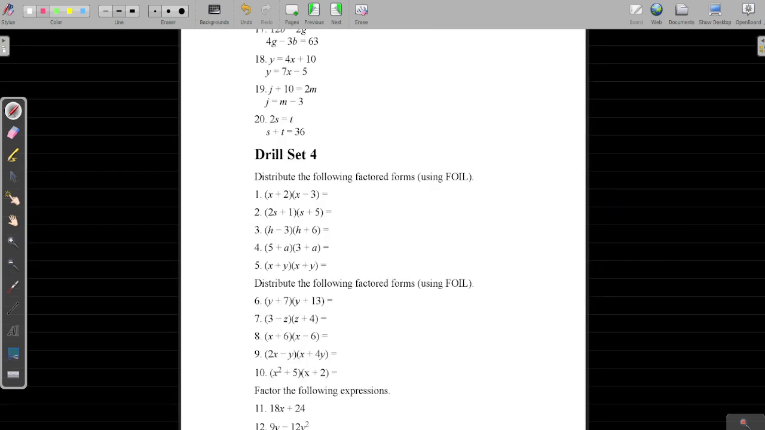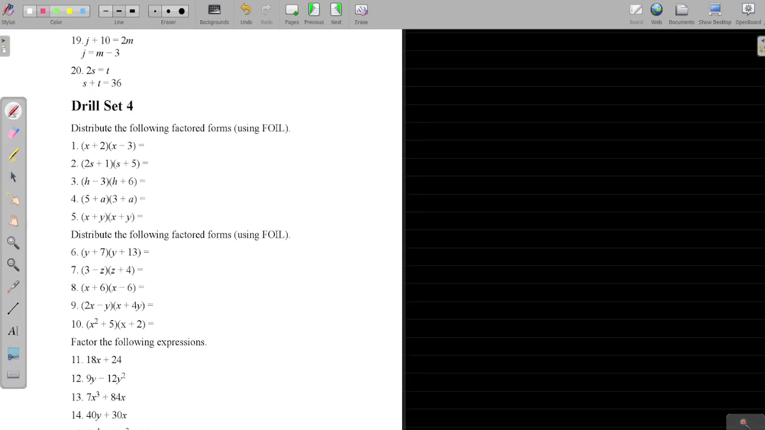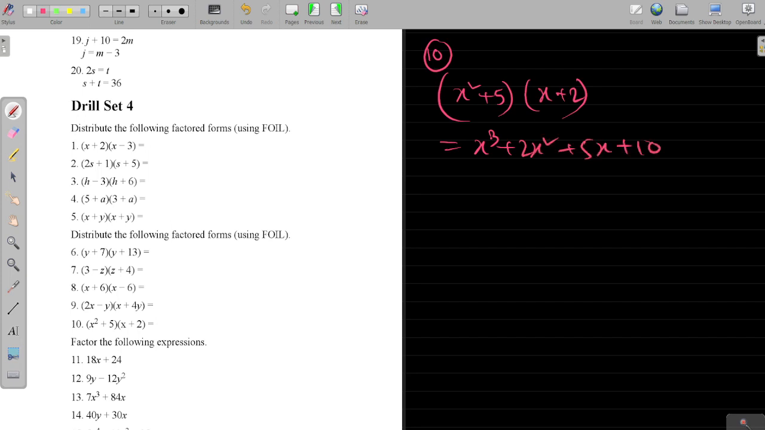Now lastly I am going to solve number 10. This will be x square plus 5 multiplied by x plus 2. So this one will be x cube plus 2x square plus 5x plus 10. So our answer will be this one.